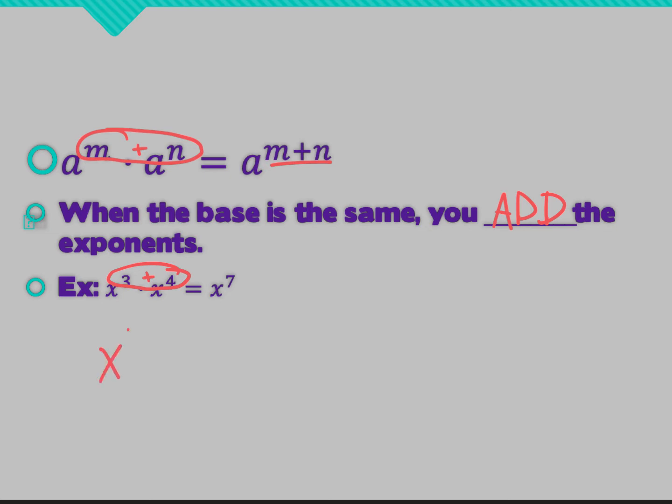What if I had x to the 2nd power times x to the 5th power? Awesome. I add the exponents. So this would be x to the 7th power.